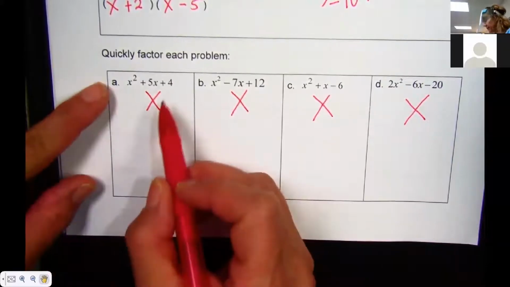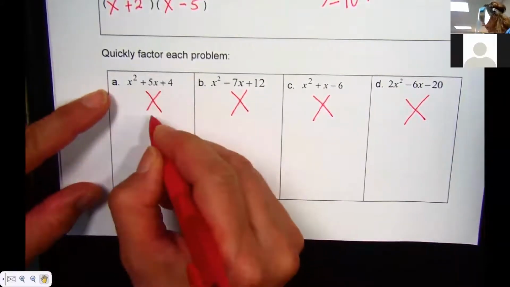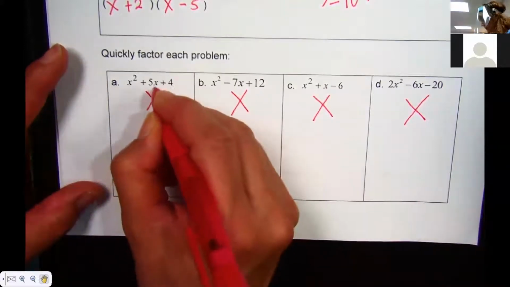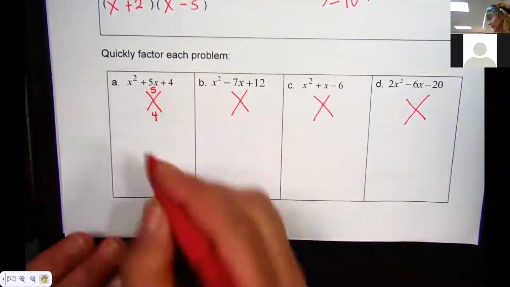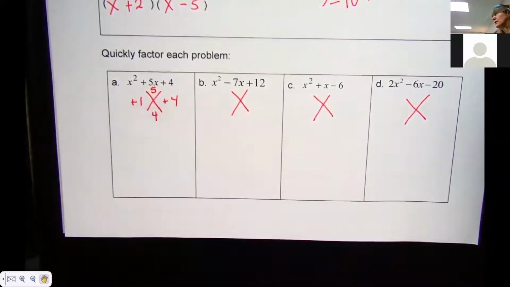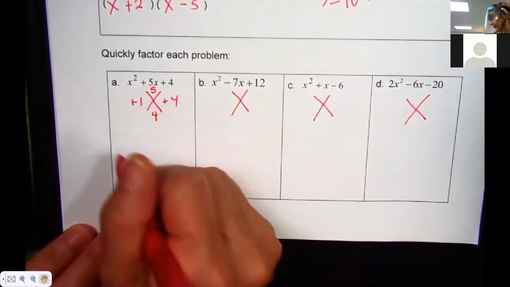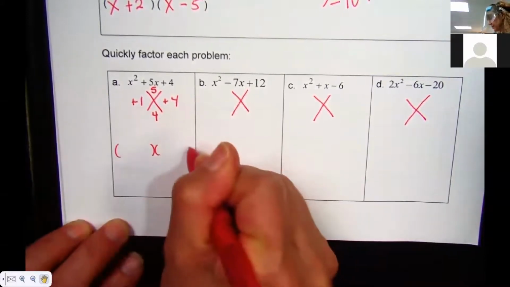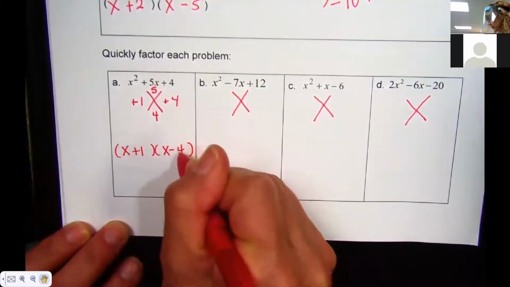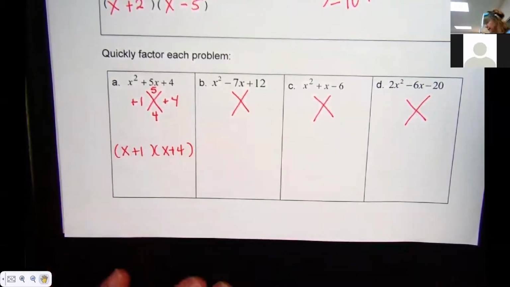All right, so remember, I need things to multiply down to a +4, but combine up to a 5. And that's going to be a +1 and a +4. Remember, those sideways numbers get dropped into the parentheses. That's it. That's going to be the answer for that.